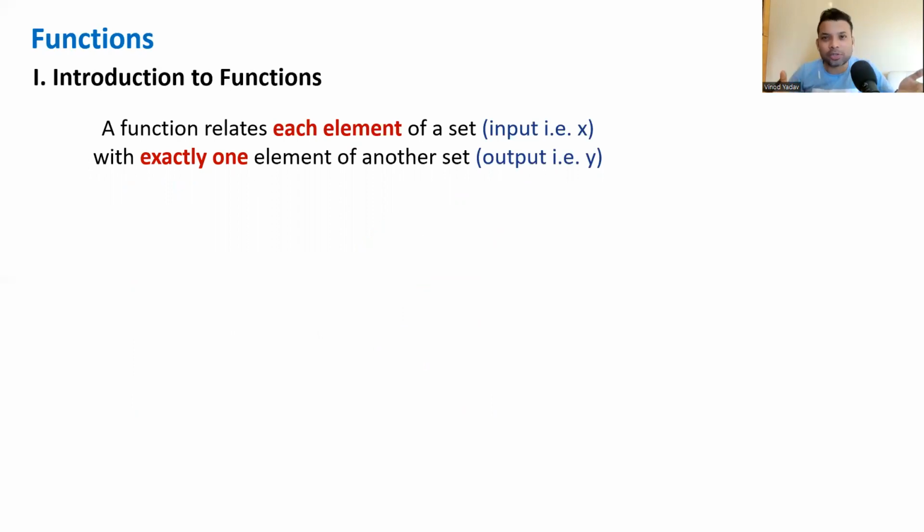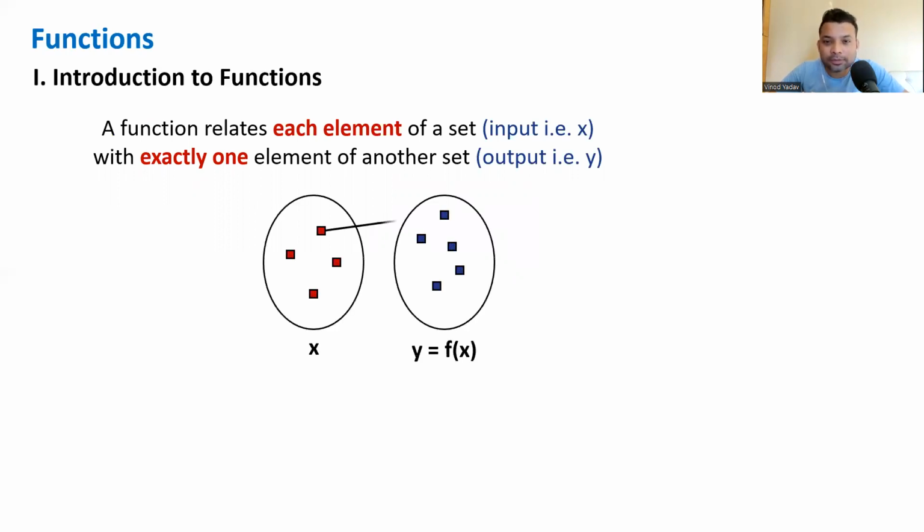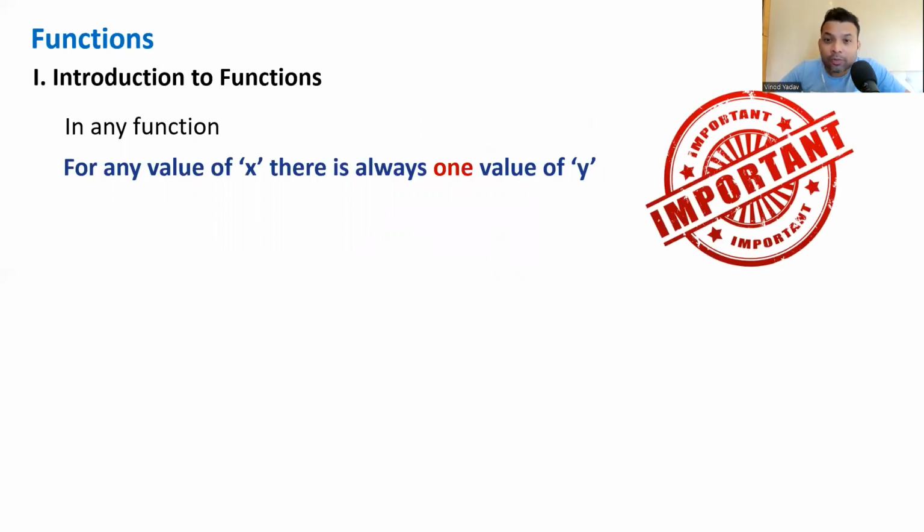See, function is also a relation only, right? So all functions are relations only, but all relations need not be functions because there is some condition attached. Check this. So a function relates each element of a set, that is input, with exactly one element of another set, that is output. With exactly one element, huh? Output should always be unique. The moment for one particular x there are two values of y, it won't be a function only. Okay, check this. Will this work? Of course, every time I could see a unique output, it works. So in any function for any value of x, there's always one value of y.